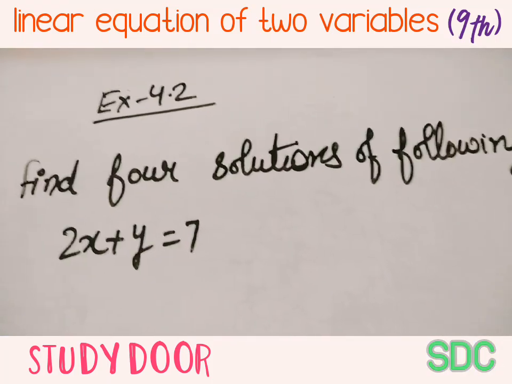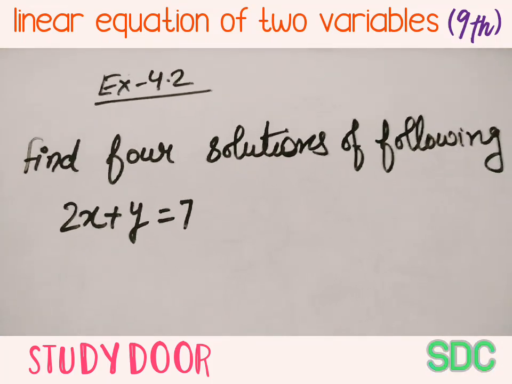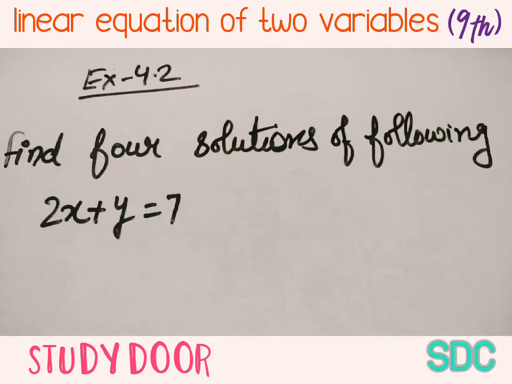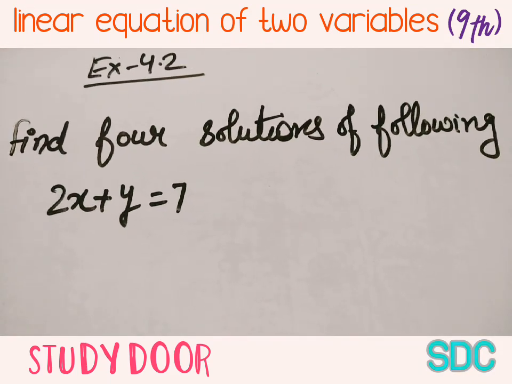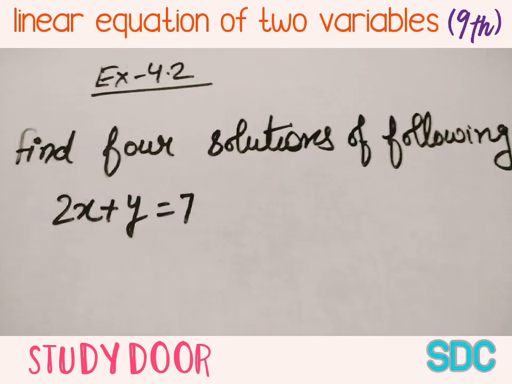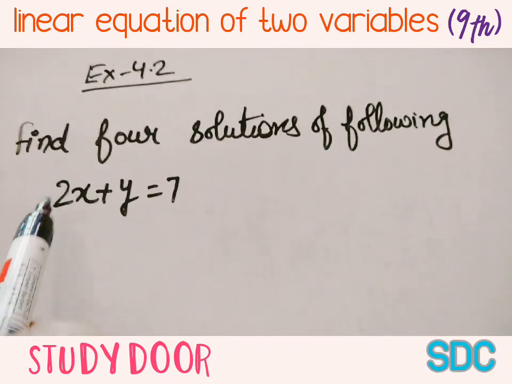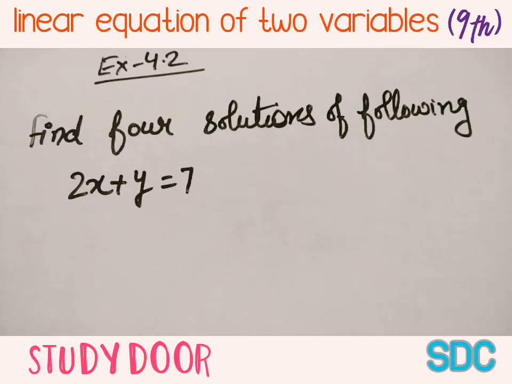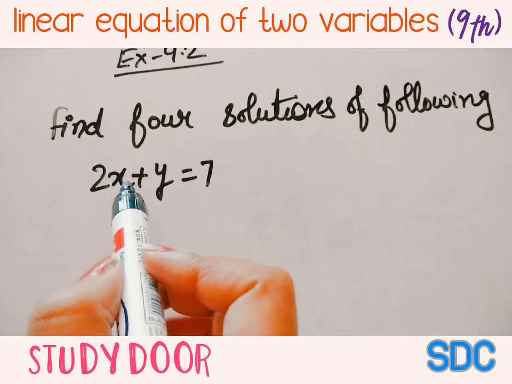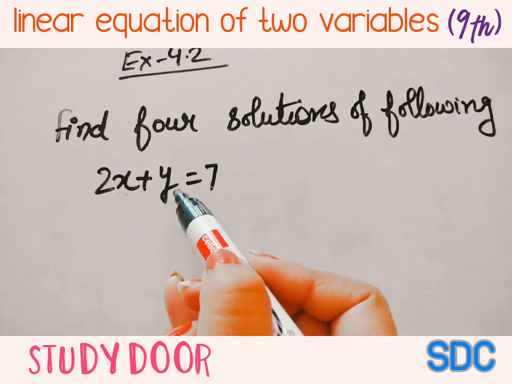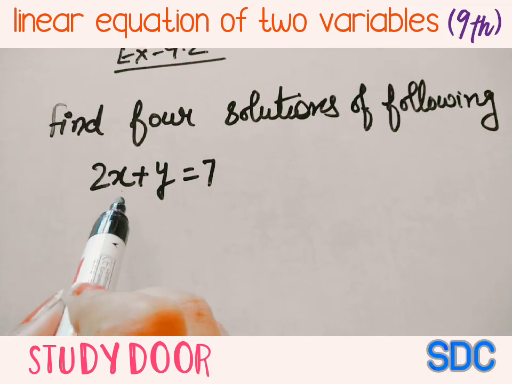Now let's start exercise 4.2. We have the first sum. Find four solutions of the following: 2x plus y is equal to 7. We have to find out four solutions of this equation. First of all, we will take four values of x, then we will find the four values of y.